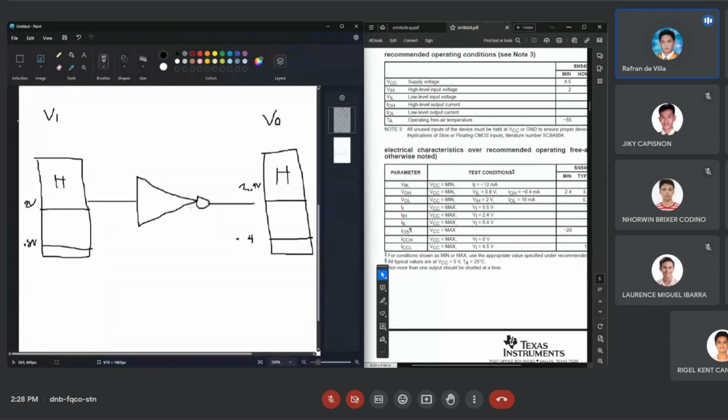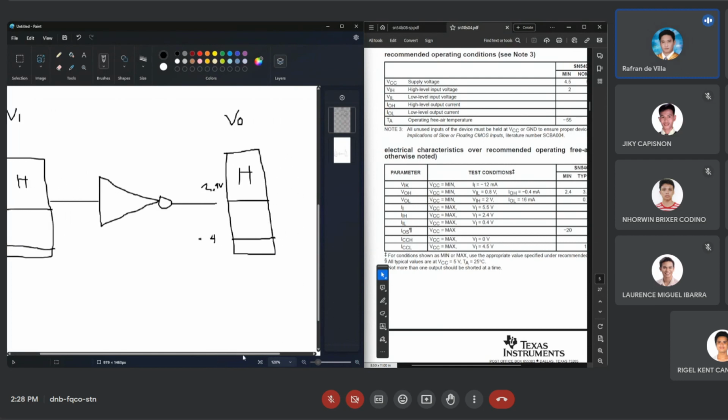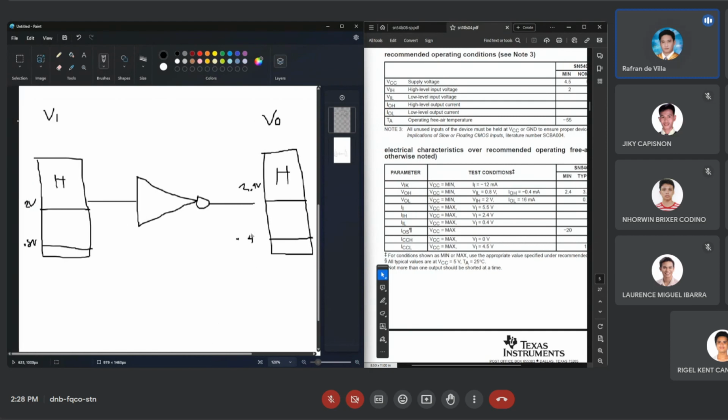The same is true also if your inverter generates an output. Gi-indicate man sa dire ang output high is 0.4. So kung mo generate siya 0.4 nga output, sulod gyapon siya diri sa maximum, okay, nga input for an inverter which is 0.8 volts. Okay?